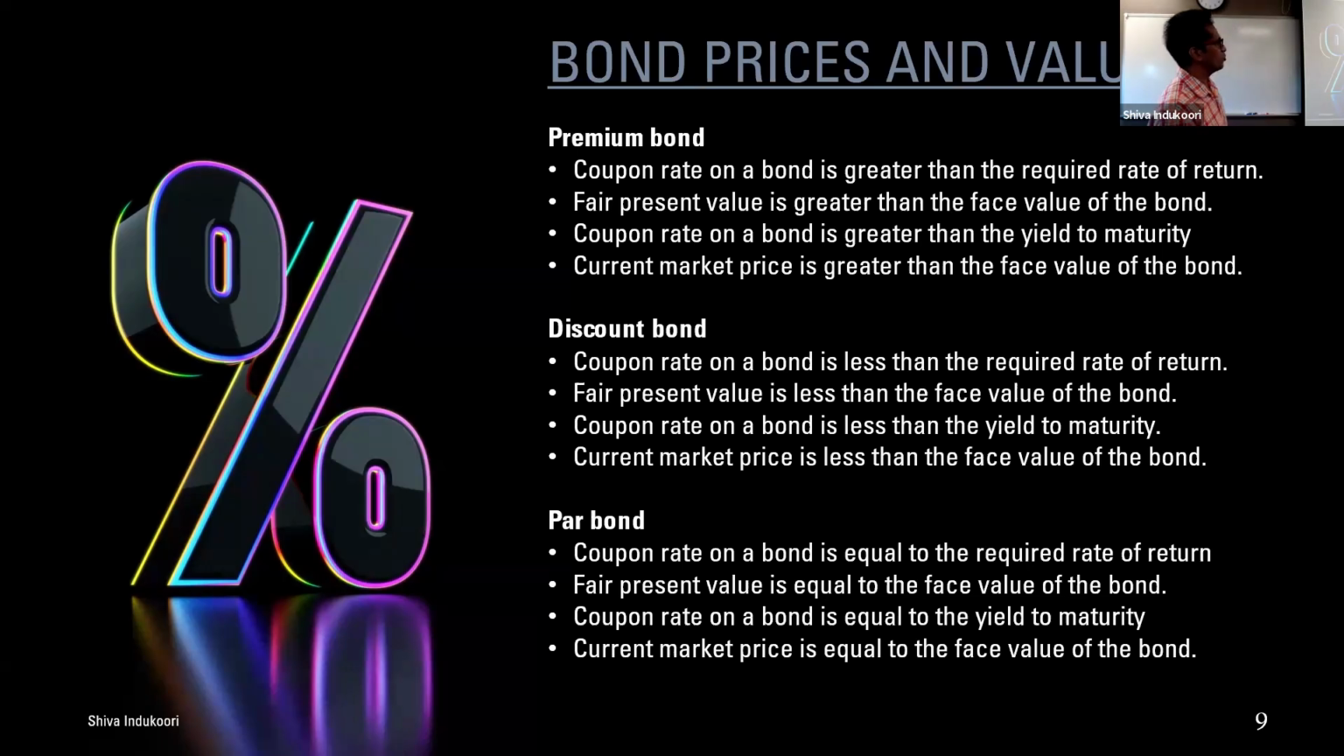Opposite to that is coupon rate less than the required rate of return. Right now, the bonds are offering at 6%, but I'm sorry.